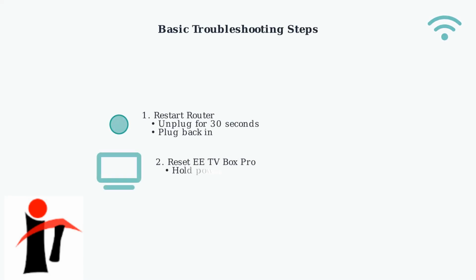Your EETV Box Pro should be within 10 meters of your router with minimal obstructions like walls or furniture blocking the signal path. Begin with basic troubleshooting steps that resolve the majority of connectivity issues. First, restart your router by unplugging it for 30 seconds, then plug it back in. Next, reset your EETV Box Pro by holding the power button or unplugging it briefly.